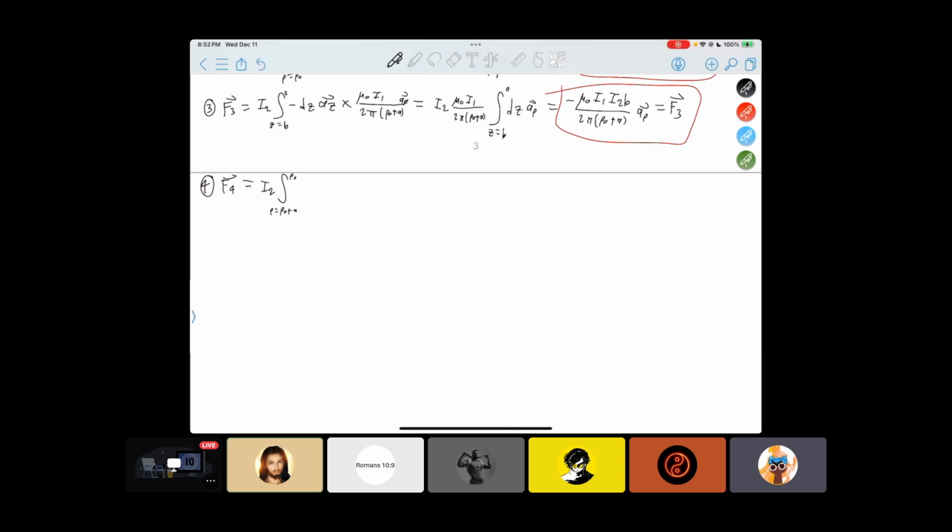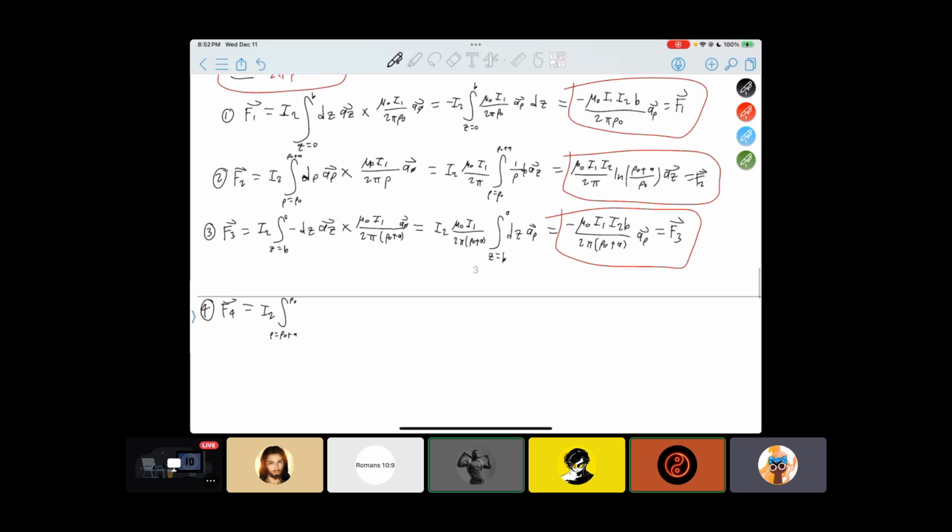Yeah. So now if we look at that, we're changing in the rho direction. Since we're in the rho direction, we're going to do dP, aP cross product with the B1, which is mu naught I1 over 2 pi rho.